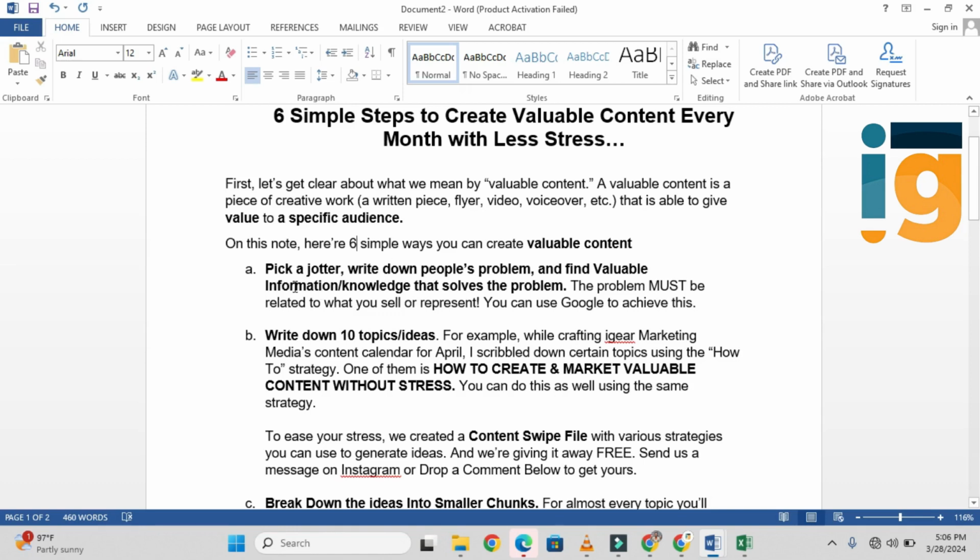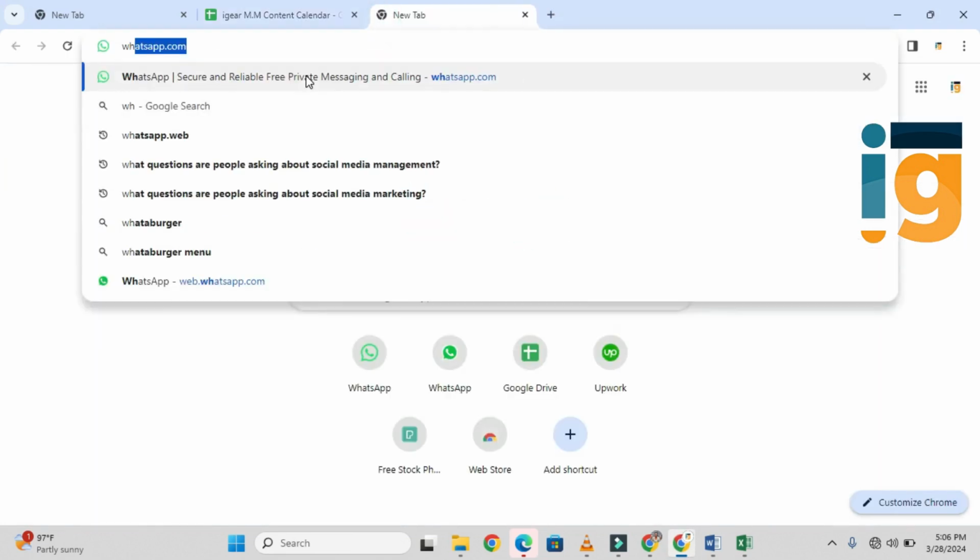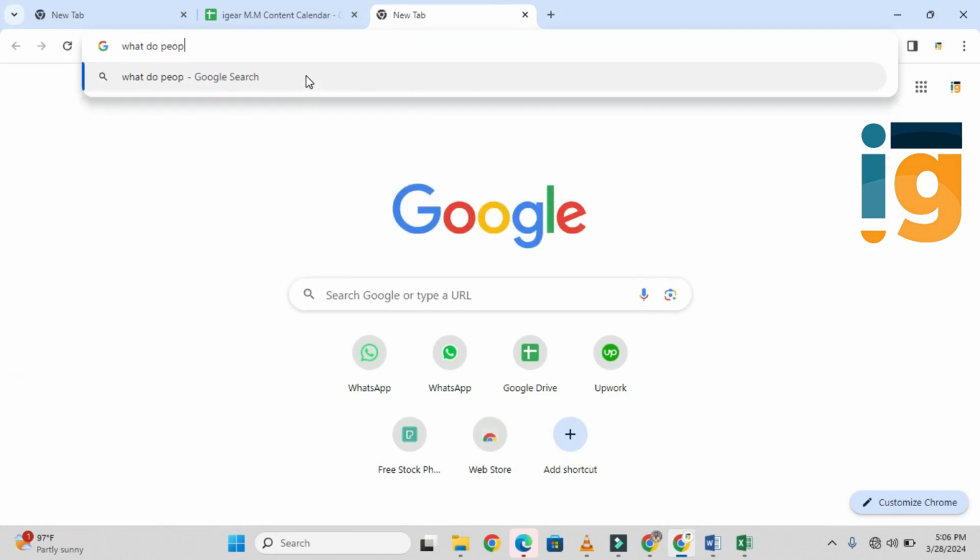Okay, find the problem they have, make sure the problem is related to what you sell or what you represent, and then give them valuable information that solves that problem. And you can actually use Google to achieve this. It's simple. Once you come to your Google browser, you can easily type in, let's say for example you sell shoes. You can say, what do people who wear shoes complain about? Okay, so it's all about asking. You can ask yourself, even without going to Google, you might be able to generate an answer for yourself. Now, I am not able to search for this because my internet is not connected at the moment. But you can do something similar to this for your business.